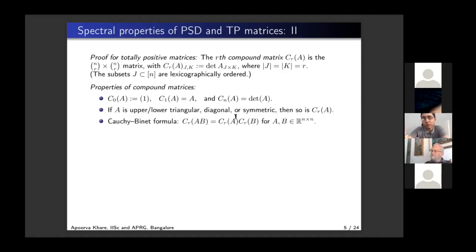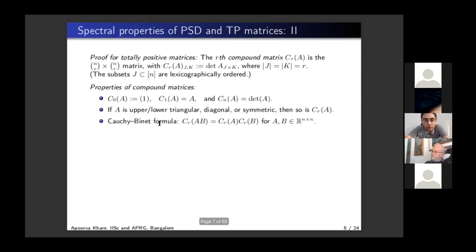And here are some basic properties you can verify. If A is lower or upper triangular, then so is every compound matrix. Intersect the two classes: if A is diagonal, then so is the compound matrix. If A is symmetric, and so on. The Cauchy-Binet formula is actually equivalent to the fact that the compound construction is multiplicative. You can check that as a fun exercise if you want.